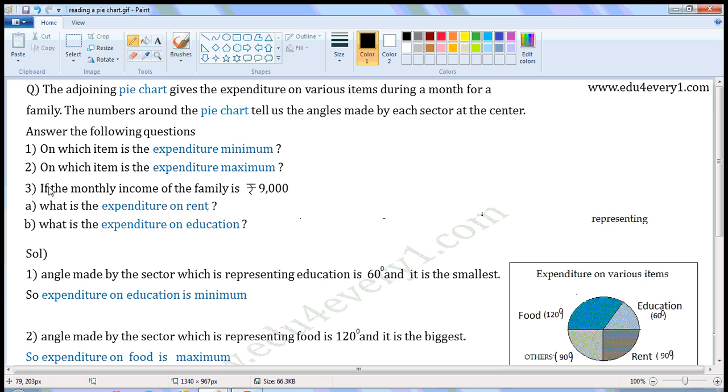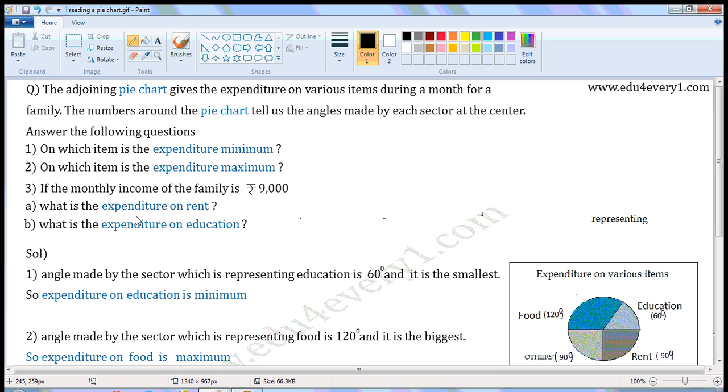Next question. On which item is the expenditure maximum? Angle made by the sector which is representing food is 120 degrees and it is the biggest. So, expenditure on food is maximum.